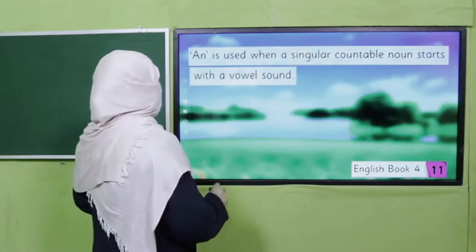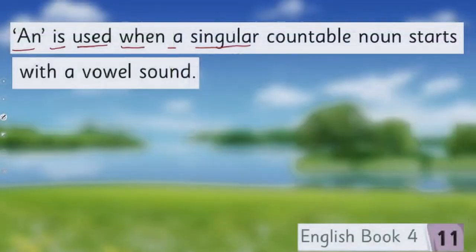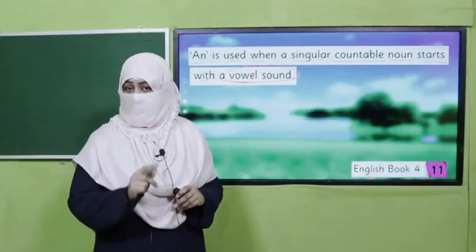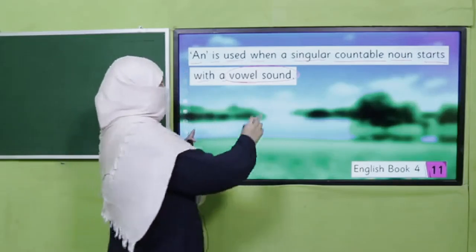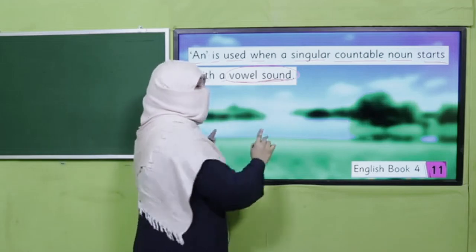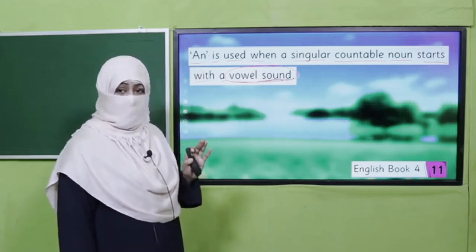Now, the use of an. An is used when a singular countable noun starts with a vowel sound. Vowel sound. And what vowels are? Remember, A, E, I, O, U. There are 5 vowels. Here, the important thing is vowel sound, not vowel letters. All right. And we have learned all the sounds of vowels.